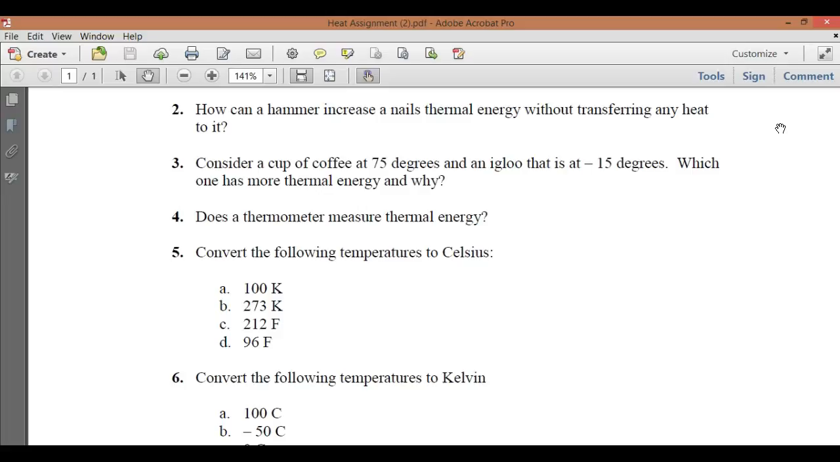B, we have 273 Kelvin minus 273.15, converting from Kelvin to degrees Celsius. And that is going to give us 0 degrees Celsius. Again, we do not get any decimal places.